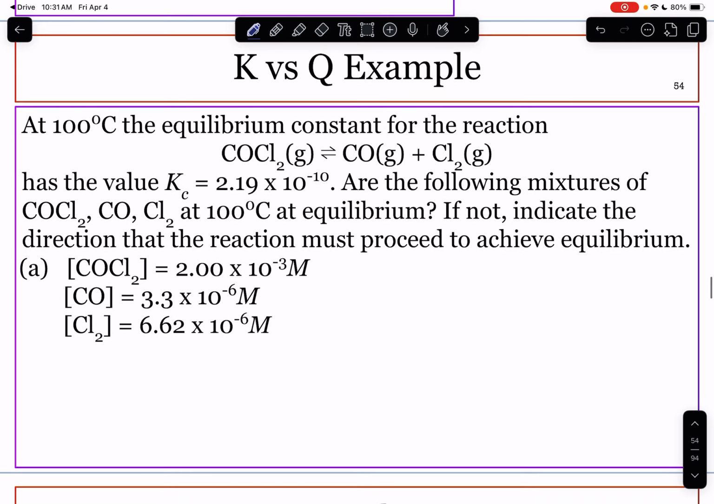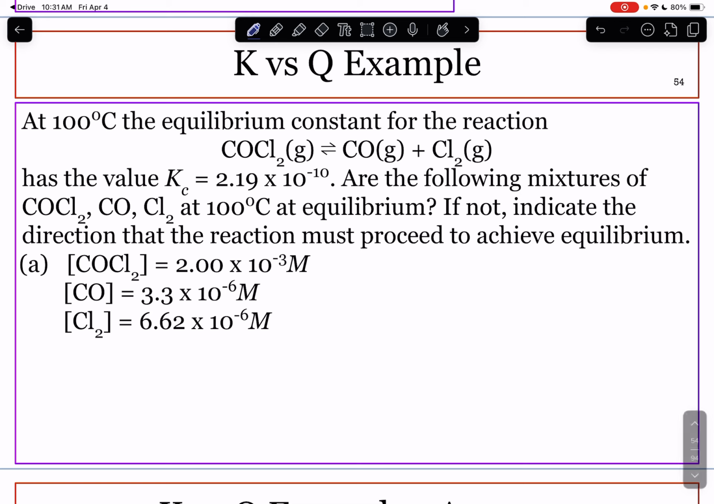So let's do an example problem. At 100 degrees Celsius, the equilibrium constant, this is the K, for the reaction given here has a value of 2.19 times 10 to the negative 10. Are the following mixtures of COCl2, CO, and Cl2 given here at 100 degrees Celsius at equilibrium? If not, indicate the direction that the reaction must proceed to achieve equilibrium.